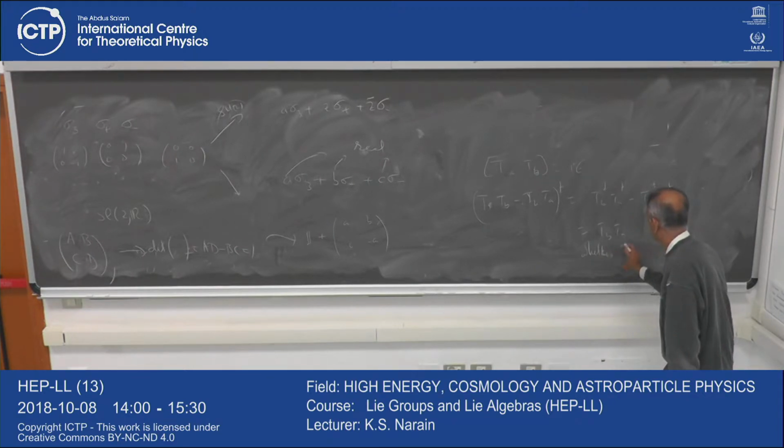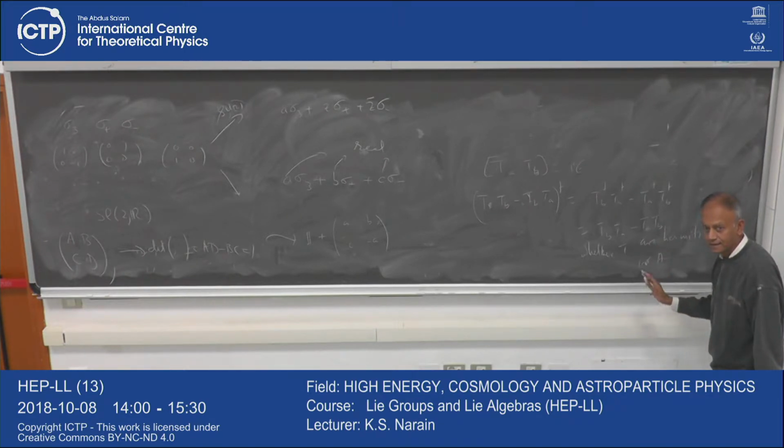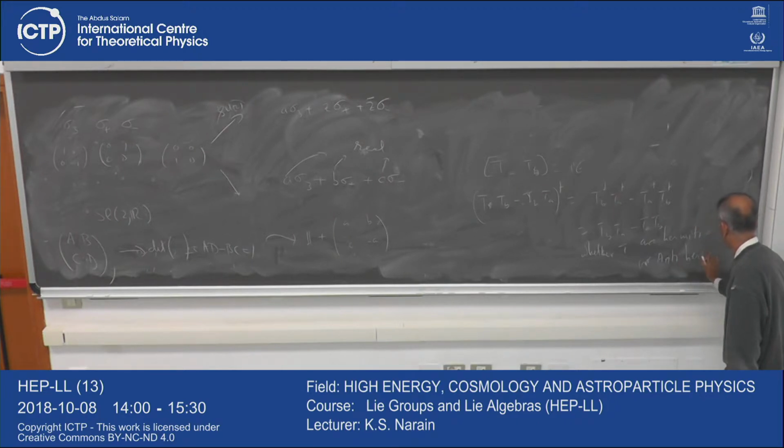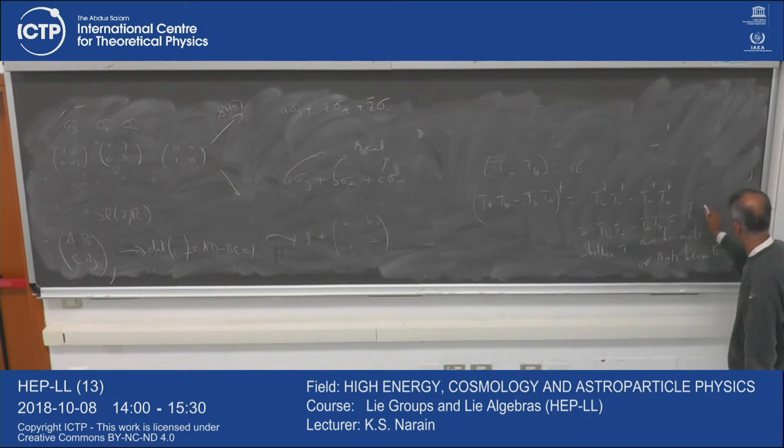whether the T's are Hermitian or anti-Hermitian. Either way it's going to be the same. The first term and second term will be TA TB, right? That's clear, whether it's Hermitian or anti-Hermitian. So this becomes the same as minus TA TB, right?